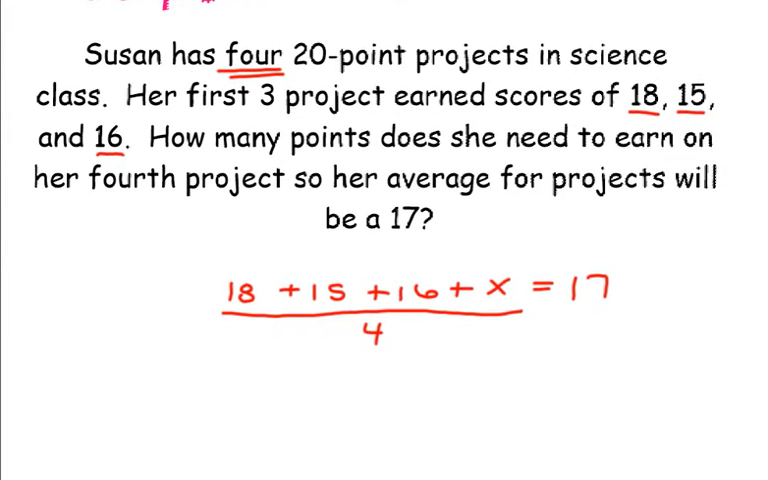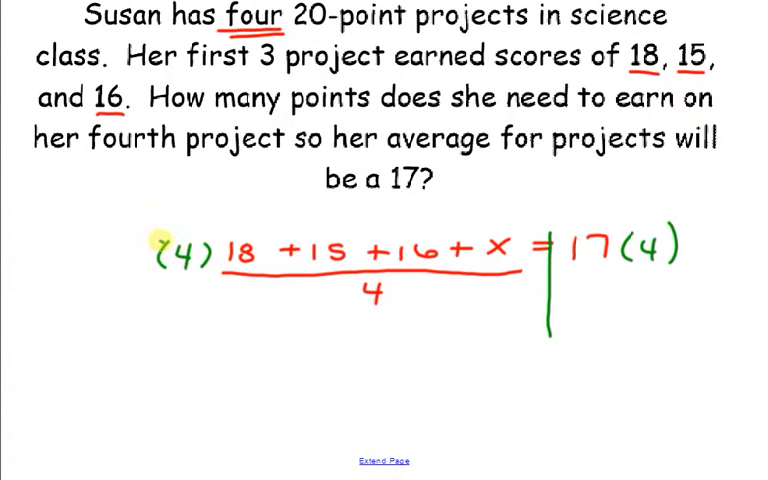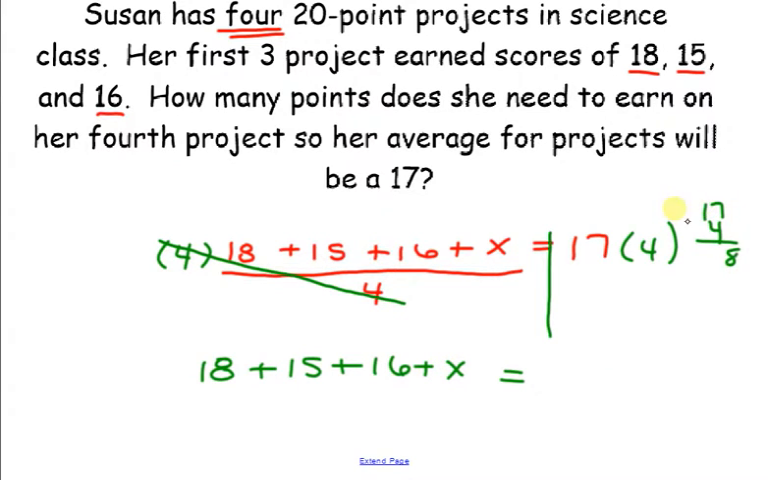So the first thing that we're going to do in order to solve is we need to get rid of this divided by 4. The opposite of divided by 4 is times 4. So over here, I'm going to do times 4, but whatever I do to one side of the equal sign, I have to do to the other. So I'm going to do times 4 here. Now, this guy and this guy will cancel out. And so all you're left with is 18 plus 15 plus 16 plus x equals, and then 17 times 4 is going to be 68.